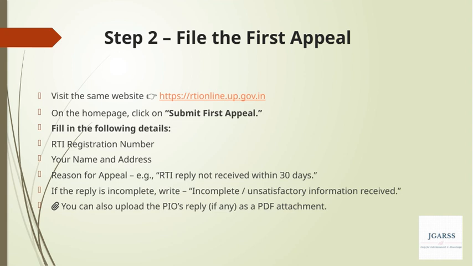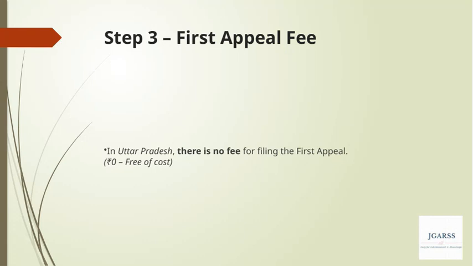If you have any reply from the Public Information Officer, or PIO, you can upload that document as a PDF attachment. This makes your appeal more comprehensive and easier to process. So remember, this step is about clearly presenting your case and attaching any relevant documents to support your appeal. It's a straightforward process, but paying attention to these details makes a big difference in how effectively your appeal is handled. Now, let's move on to step 3, the first appeal fee.